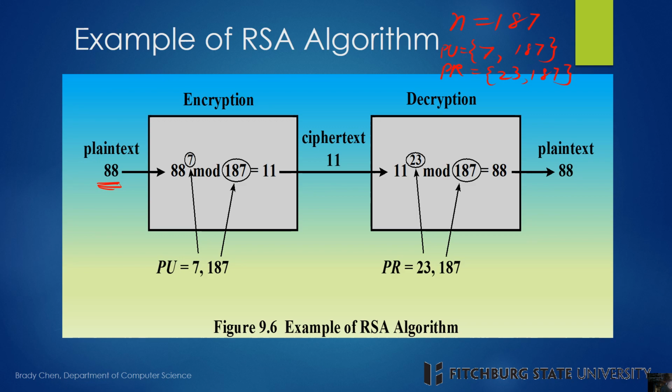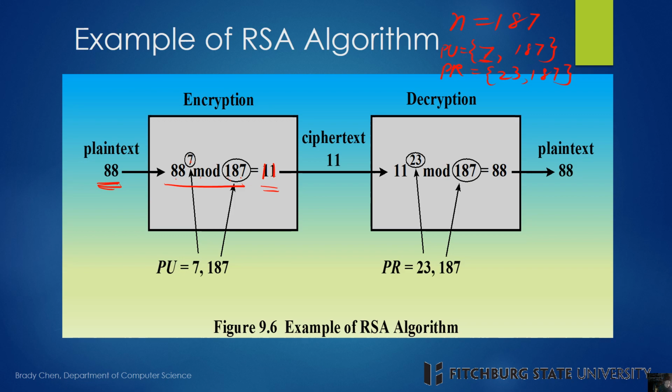Now, if the plain text is 88, we calculate the ciphertext. It's 88 to the 7, remember that's the first number E, mod 187. Now we can do the calculation, and we got 11. If you calculate by hand it takes some time, but if we write a computer program it should be easier. We can reduce the power and also reduce the base. We tested this, so we got a ciphertext 11, and we can transmit the 11 to the destination.